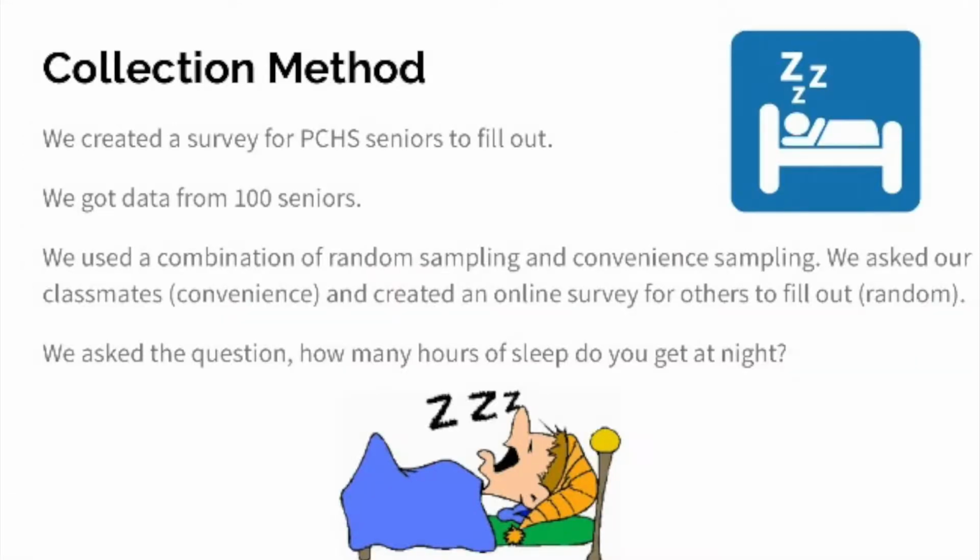So for our collection method, we created a survey for PC seniors to fill out, and we surveyed 100 seniors. We used a combination of random sampling and convenience sampling. Our convenience sampling was asking our classmates, and we created an online survey for others to fill out, which is our random. And our question was, how many hours of sleep do you get each night?